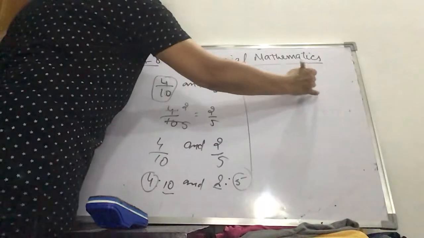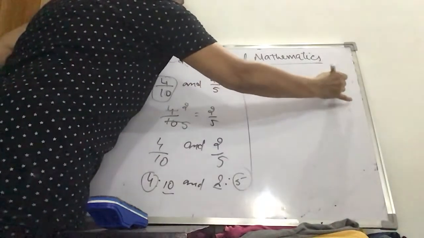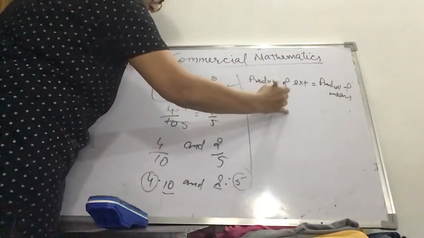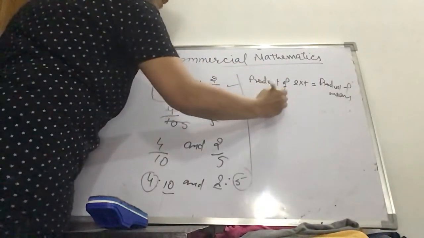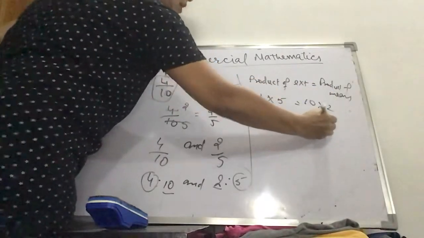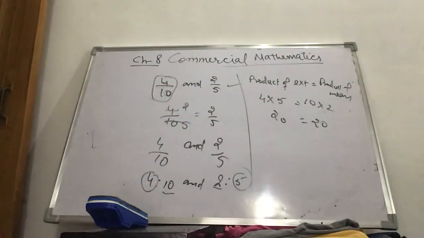Product of extremes is equal to product of means. So we can write 4 into 5 is equal to 10 into 2. That is 20, that is 20. We can say that these are in proportion. So any method you can use.